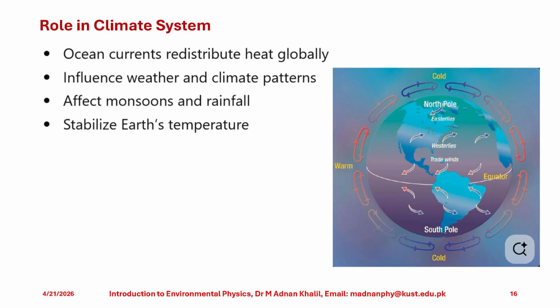From the figure, you can see warm and cold currents transporting heat across the globe. Warm water moves toward poles, and cold water returns toward the equator. This heat redistribution prevents extreme temperature differences on Earth. Ocean currents also influence weather patterns, rainfall, and monsoon systems. So oceans act as a global climate regulator.